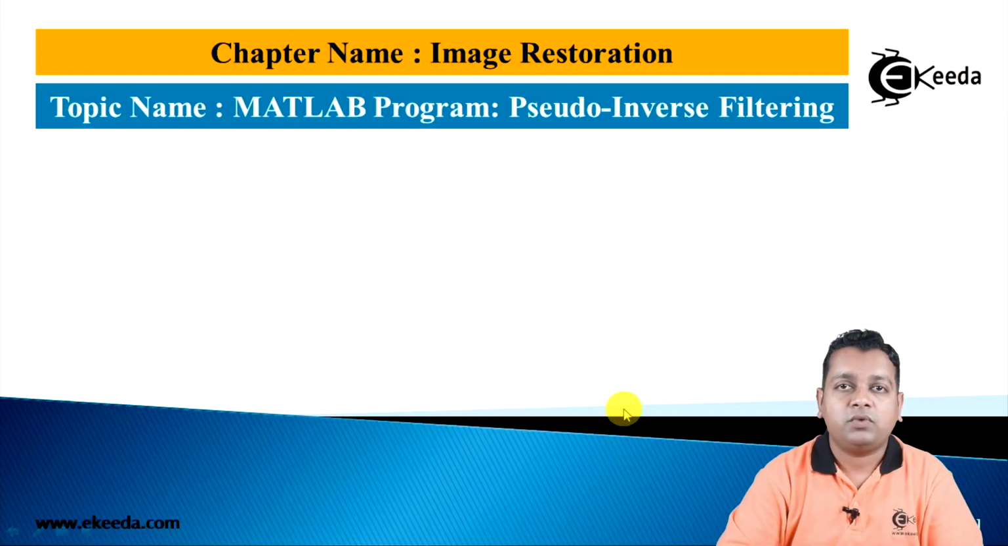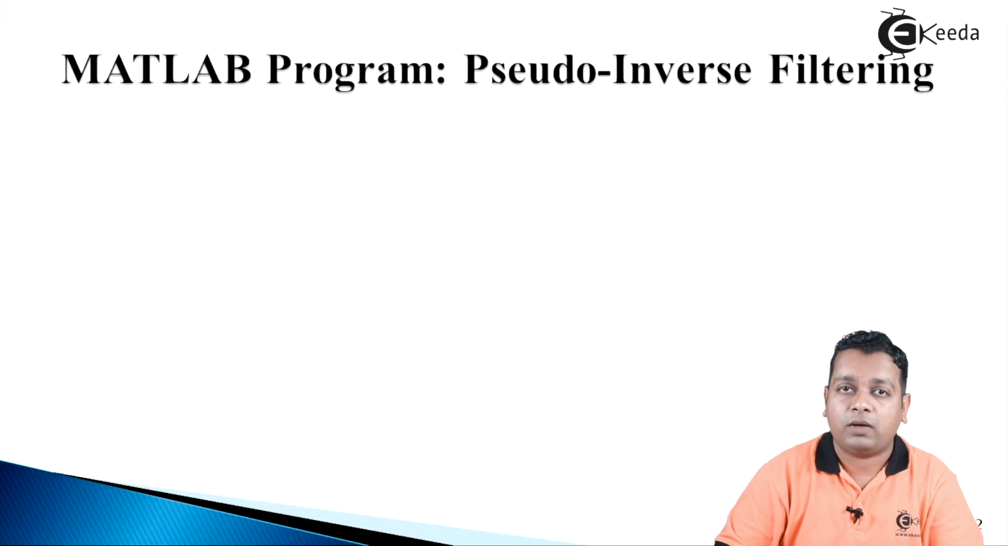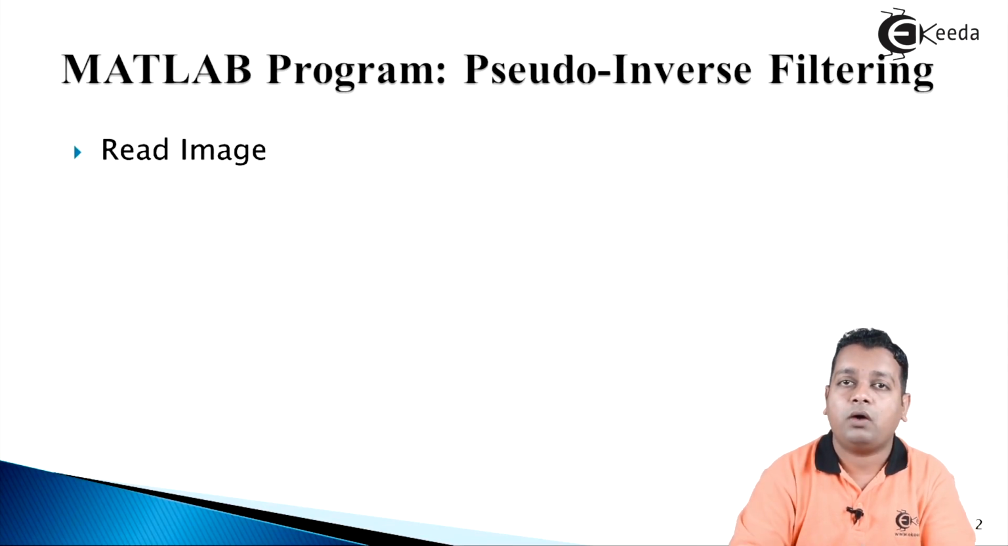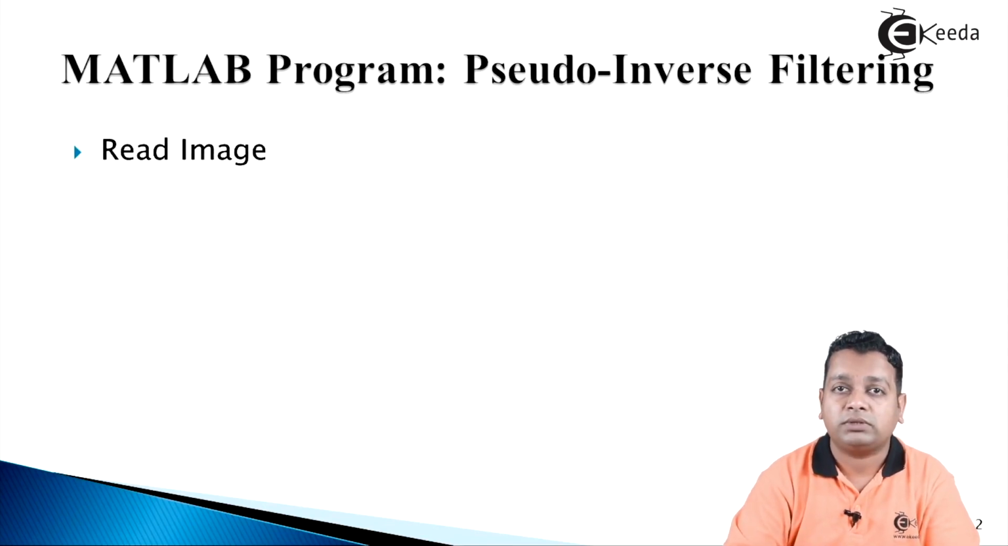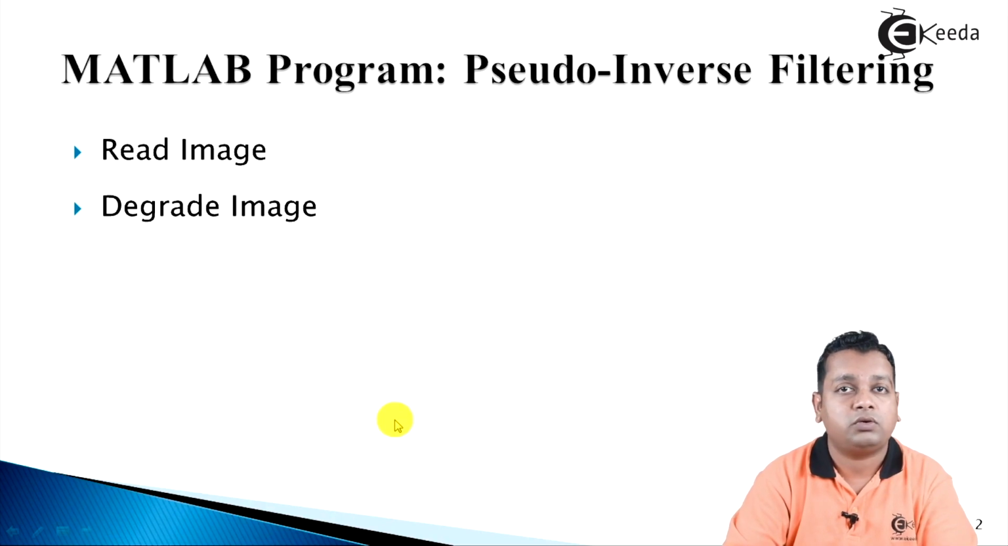So here we can start with our MATLAB program for pseudo inverse filtering. Let us decide the tasks that we need to perform while programming. The very first task shall be to read the image into the MATLAB script so that we can process it by pseudo inverse filtering. After reading the image, we want the image to be degraded by the degradation function, as in the very first topic of this first chapter, the model of image degradation, or we can also say the image restoration process. So it requires degradation.